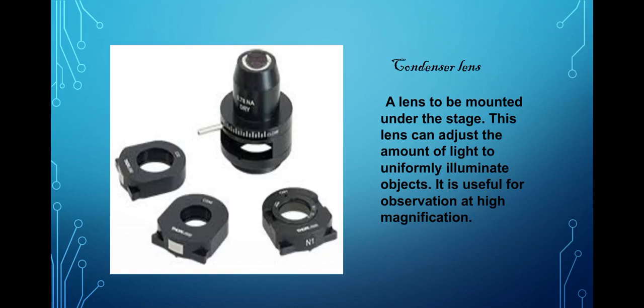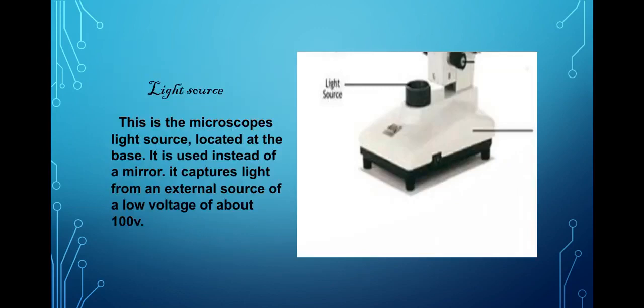Next is the condenser lens, a lens mounted under the stage. This lens can adjust the amount of light to uniformly illuminate objects. It is useful for observation at high magnification. Next is the light source. This is the microscope light source located at the base, and it is used instead of a mirror. It captures light from an external source of a low voltage of about 100 volts.